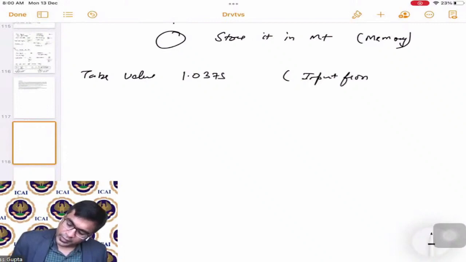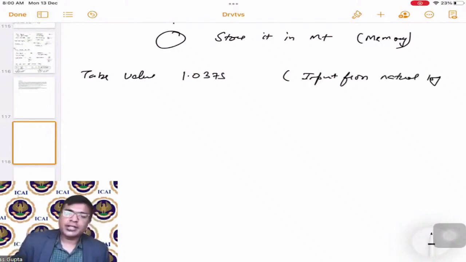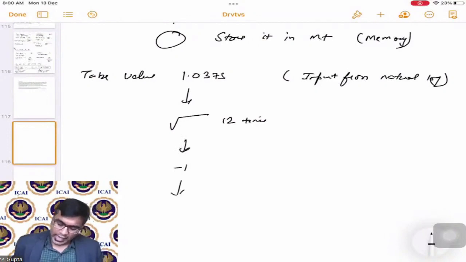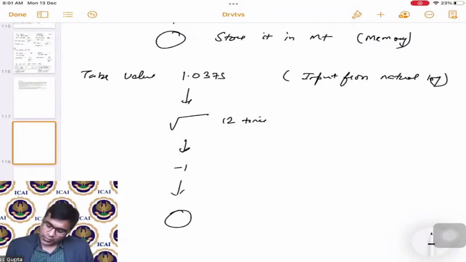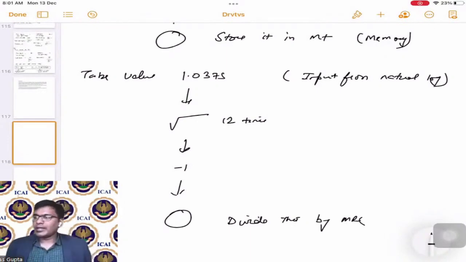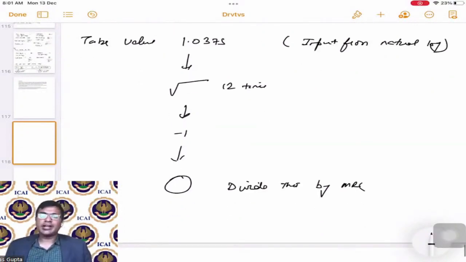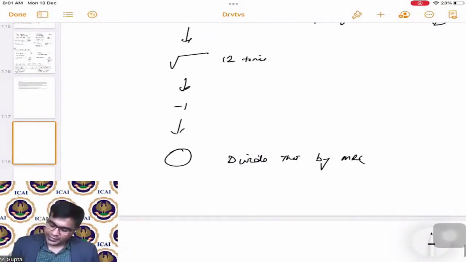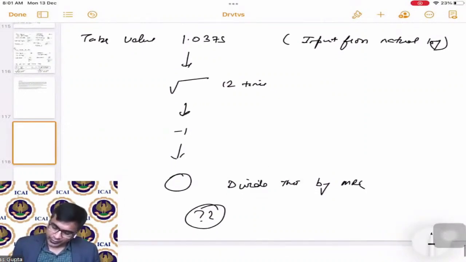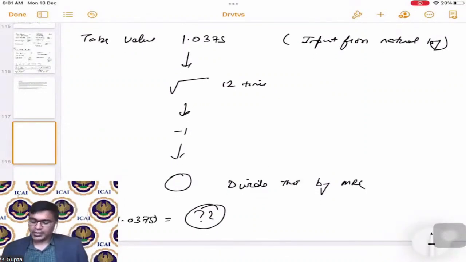Take that input for which we have to find the natural log. Again do the square root of this value 12 times. Again do minus 1, and finally whatever this value comes out to be, divide it by the memory recall, MRC. Whatever you have stored in the MRC, you just divide by it, and whatever the final value comes, that is the natural log of 1.0375. Okay, very easy, very simple.